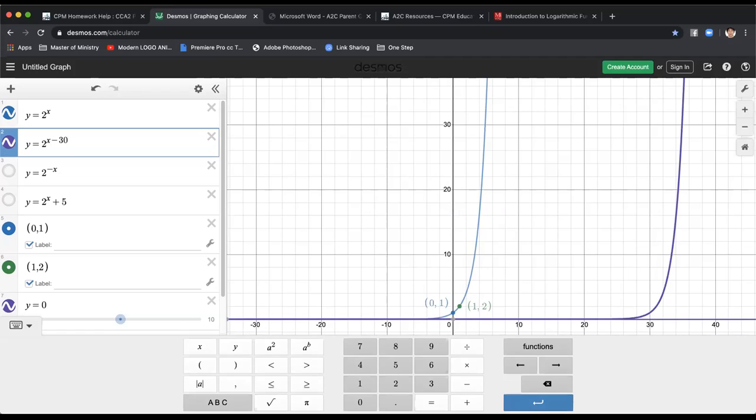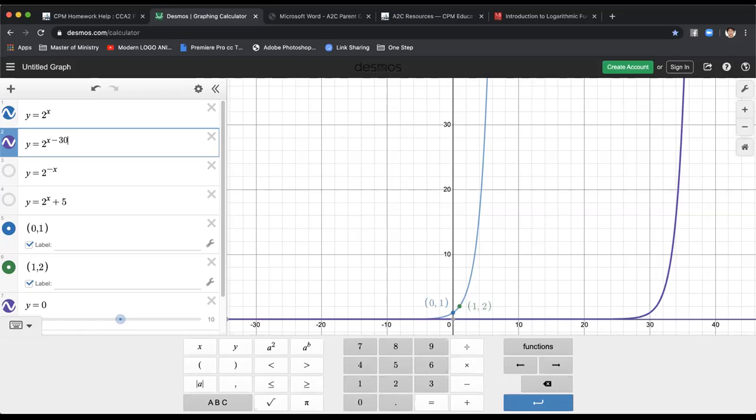So we call this a shifting of the graph, to the left or to the right. Okay, so that would happen when we add or subtract to the exponent, to the x component.